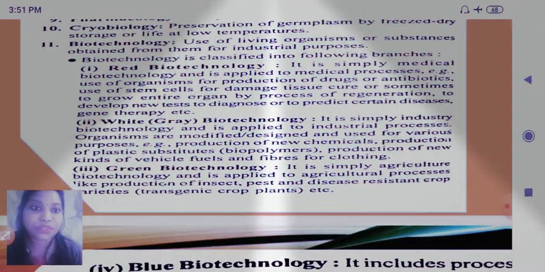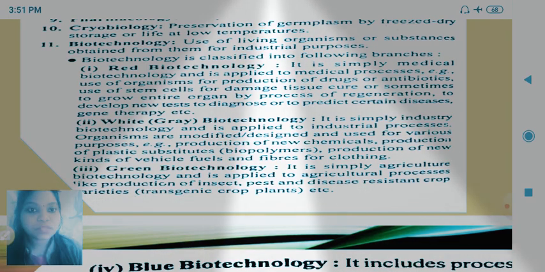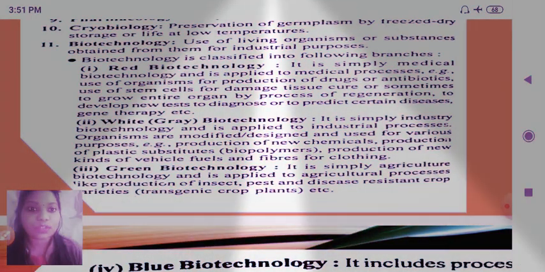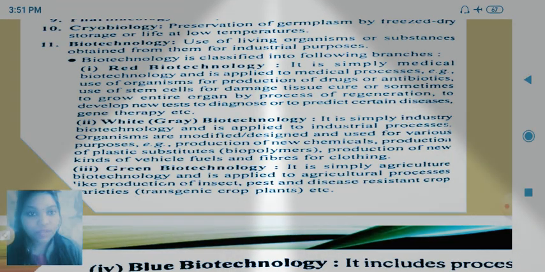Then white biotechnology or gray biotechnology. What do we mean by white or gray biotechnology? It means industrial biotechnology, applied to industrial processes. Industrial processes means the production of new chemicals, various kinds of vehicle fuels and fibers for clothing. The production of new kinds of vehicle fuels and fibers for clothing.